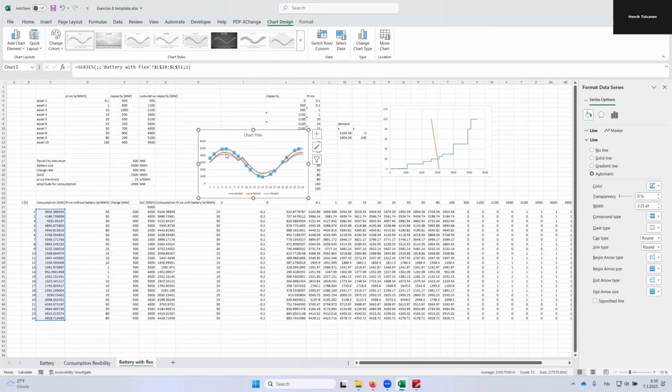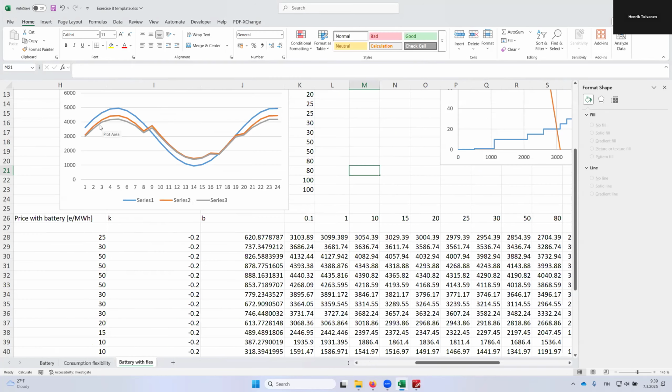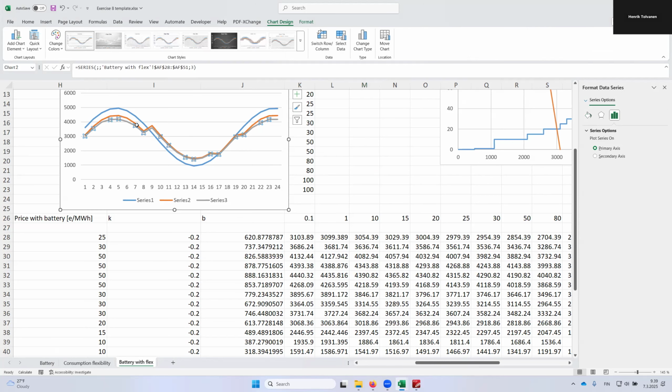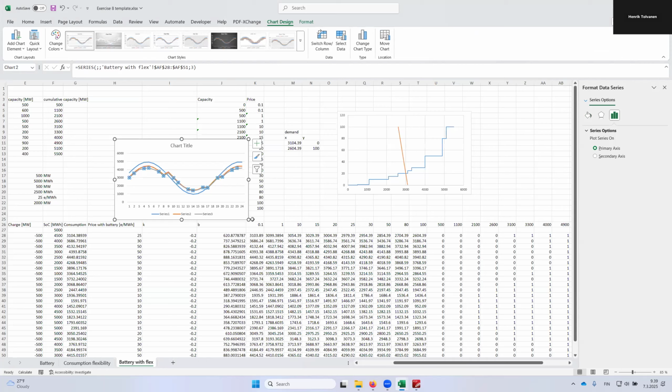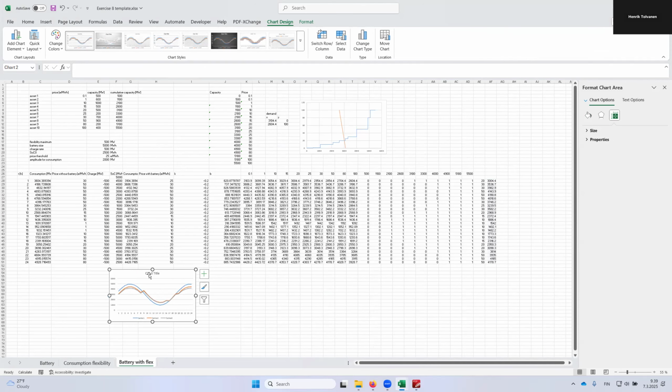I think, yes, the orange is going to be the one where the peaks and valleys are going to be, or rather the peaks are going to be shaved and the valleys are going to be filled. So this is where the battery comes into play. And this is what the effect of this load flexibility is.